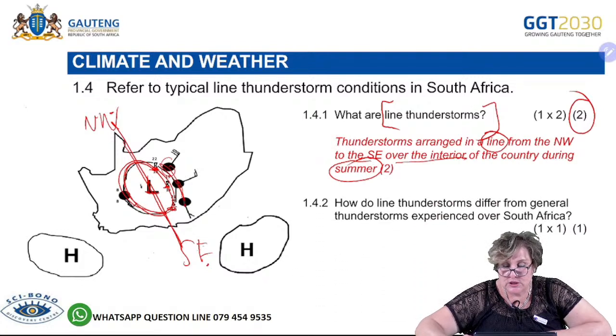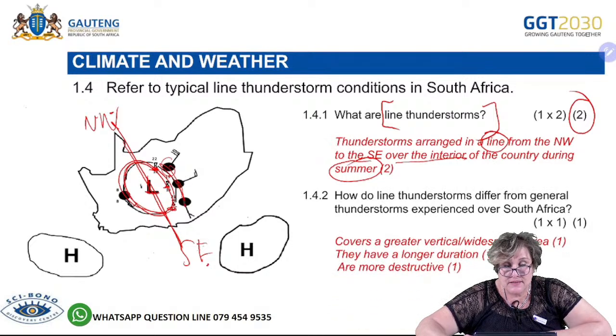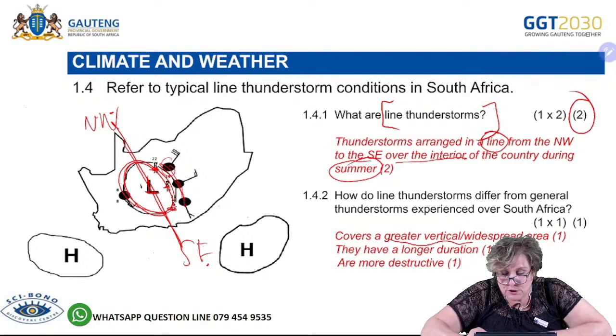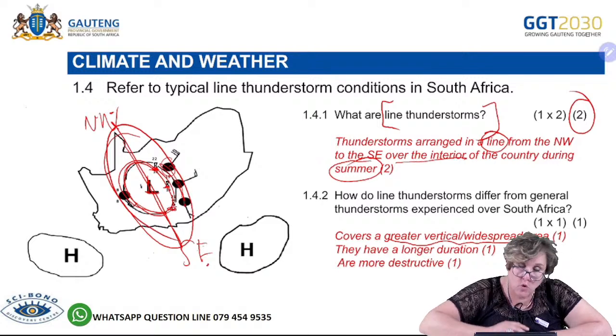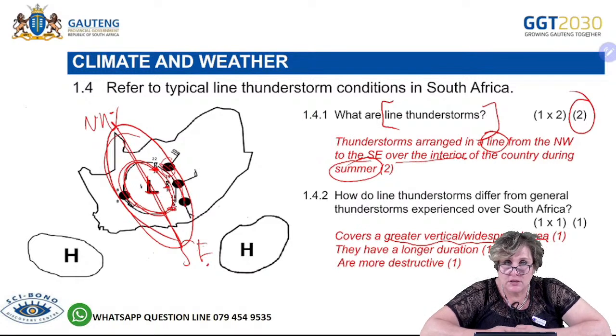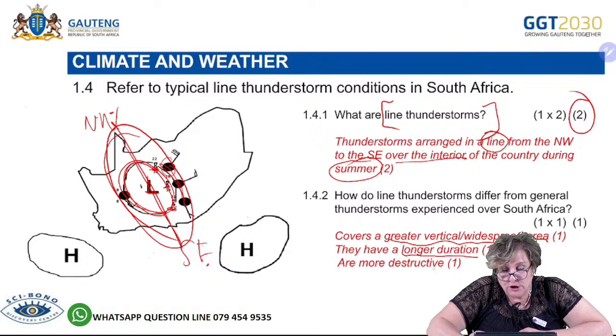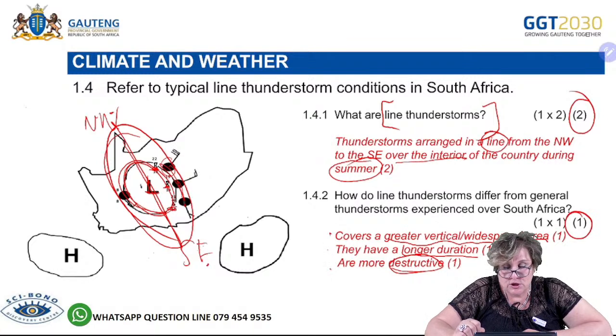How do line thunderstorms differ from general thunderstorms experienced over South Africa? It covers a greater vertical area. So it's this whole area. Normally, a normal thunderstorm is just a short storm over a smaller area. And they've got a longer duration. And line thunderstorms are more destructive. So out of the 3 options here, you only need to mention one.